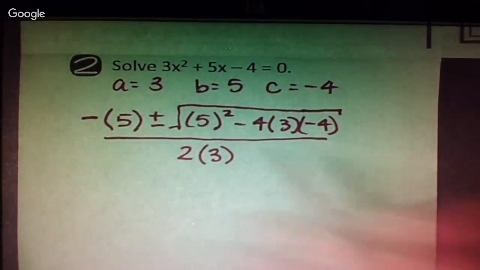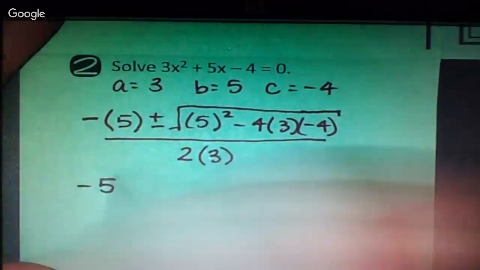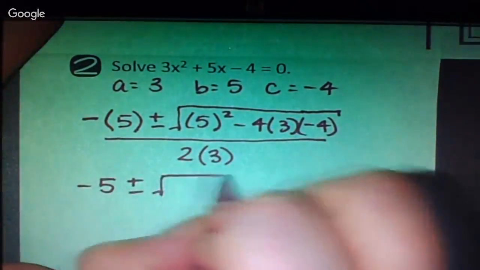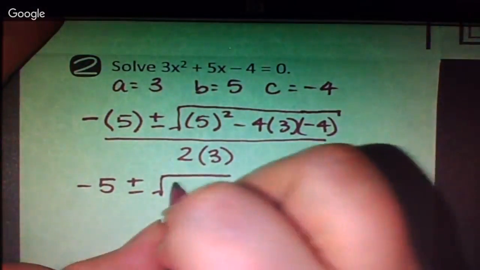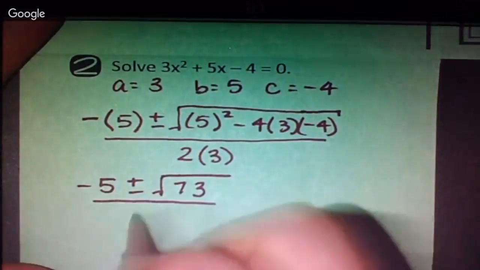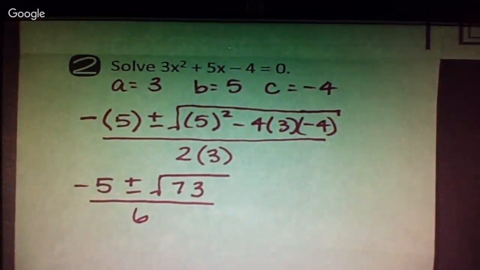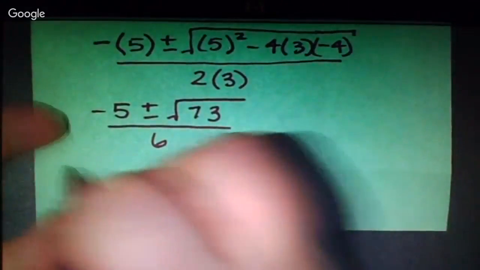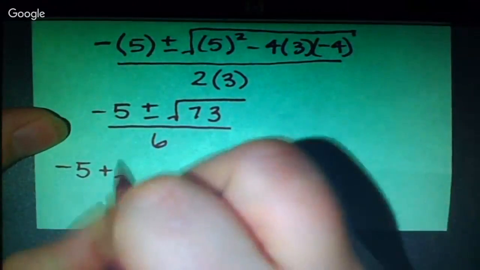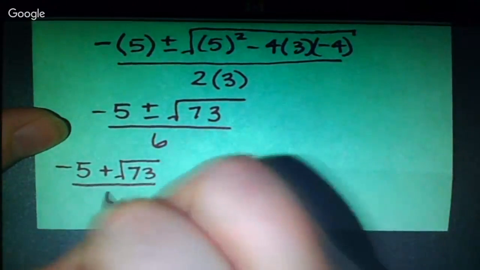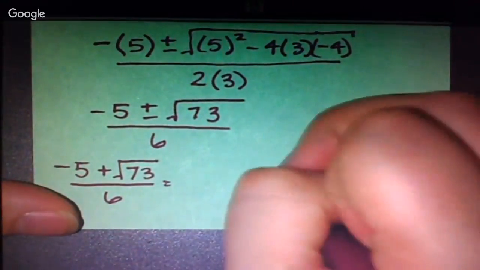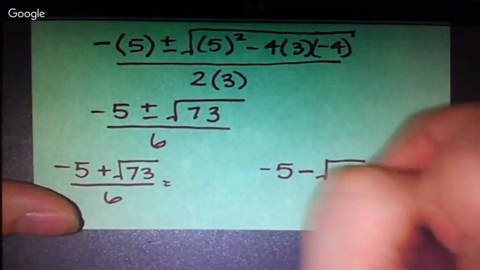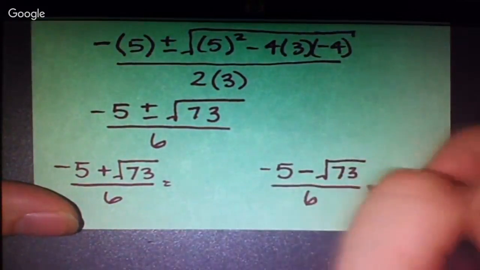Okay. So here we've got negative 5 plus or minus the square root. You said that's 73? Good job. All over 6. Okay. Is 73 a perfect square? No. So this one we're going to actually have to plug into the calculator because it's going to come out to be a decimal. You're not going to get pretty numbers with this one. Okay, but we do know that we have 2 solutions. So I've got negative 5 plus the square root of 73, all divided by 6, and negative 5 minus the square root of 73, all divided by 6.